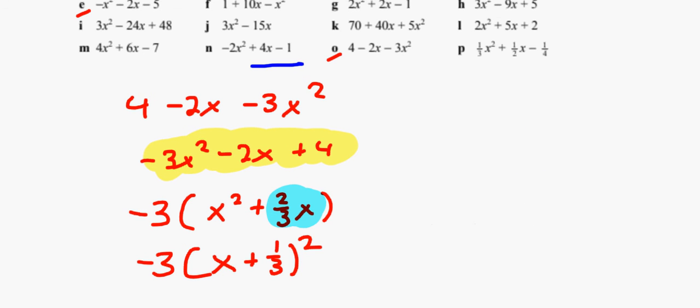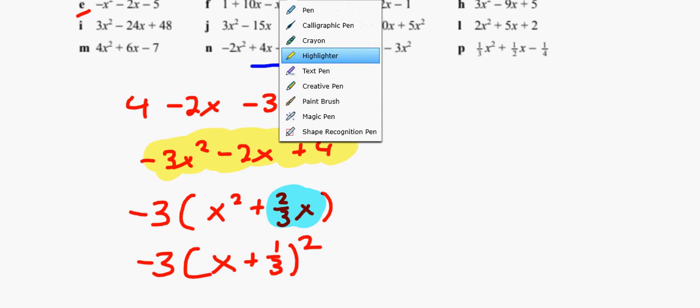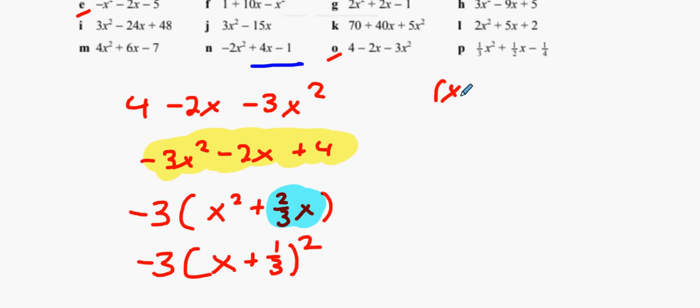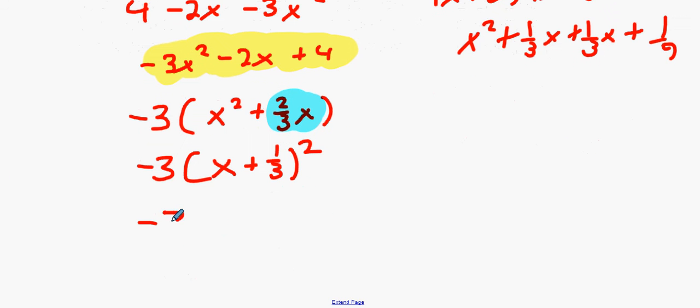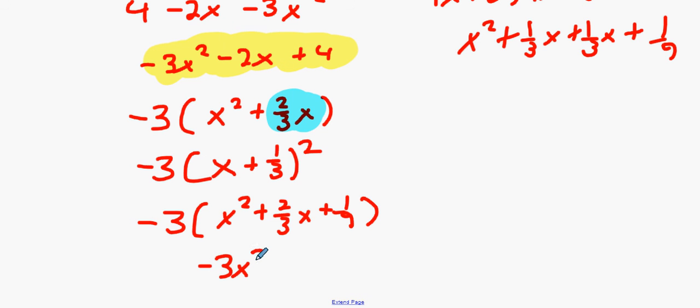Daniel, can you tell me what x plus a third multiplied by x plus a third is? Yeah? Third multiplied by a third? And what does that turn into then? X squared plus 1/9, right? We need you to multiply all that by minus 3 now. Yeah.